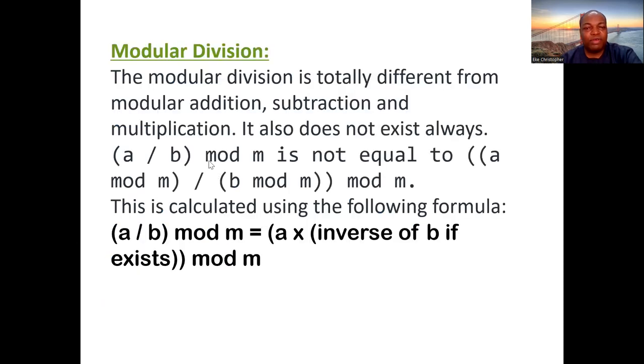So we now have modular division. Modular division is totally different from modular addition, subtraction, and multiplication. It also does not always exist. For instance, (A divided by B) mod N is not equal to ((A mod N) divided by (B mod N)) mod N. So this is calculated using the following formula: (A divided by B) mod N equals A times the inverse of B, if it exists, mod N.